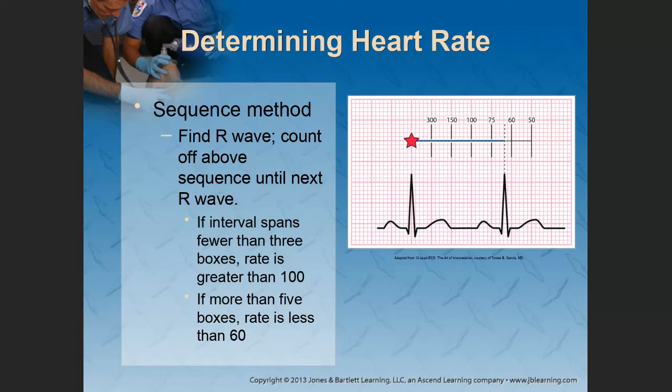One, 2, 3, 4, 5, 6. So let's mark this one. Right? So that would be greater than 5. Note that it is less than 60. So we have a bradycardia. So that's quick and fast.